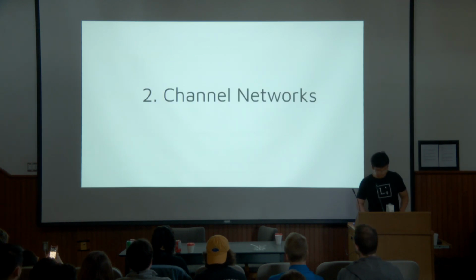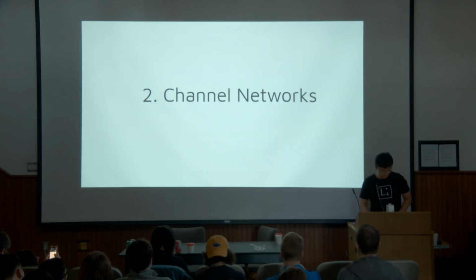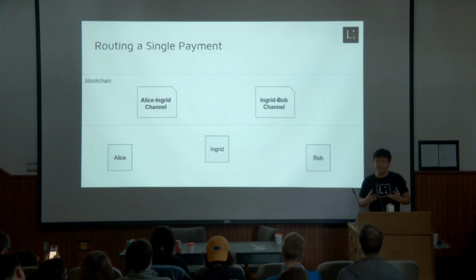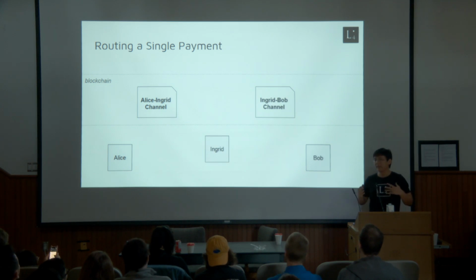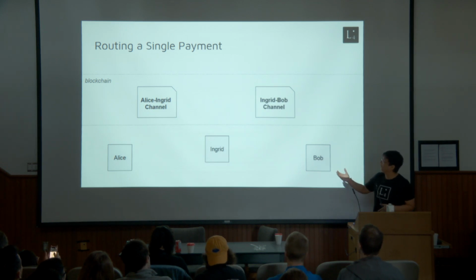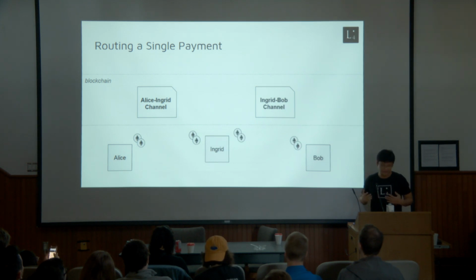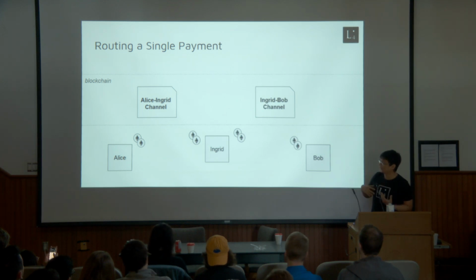Okay, so now I'm going to talk about channel networks, and I'm going to start from something a bit more basic, just to be sure that we're on the same page. The setting in which we try to do state channel networks is that we have multiple direct channels on chain. Here we have an Alice Ingrid channel and an Ingrid Bob channel. So there are 3 people in the world, Alice, Ingrid, Bob. They have these channels, and let's suppose that these are the balances. For example, in the Alice Ingrid channel, Alice owns 2 ETH and Ingrid owns 2 ETH.